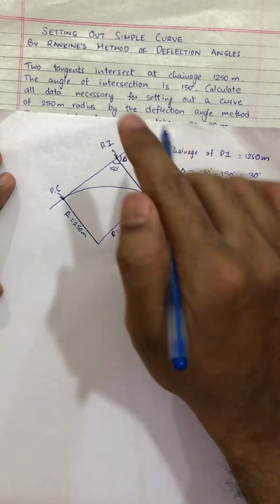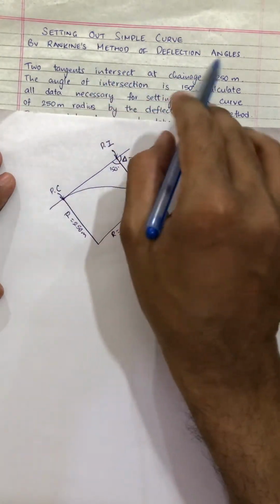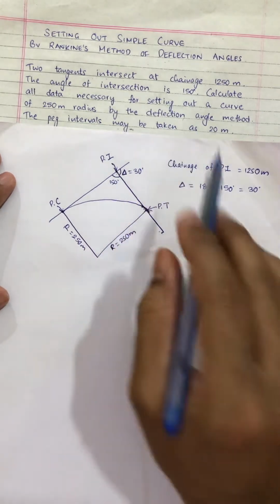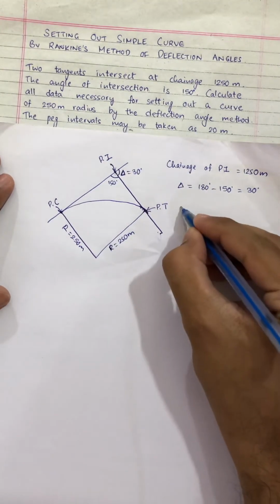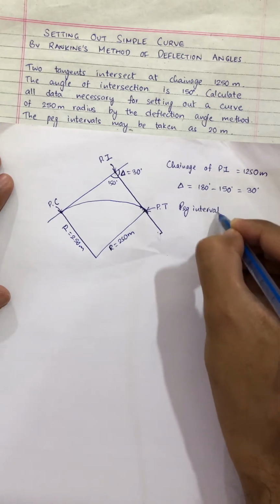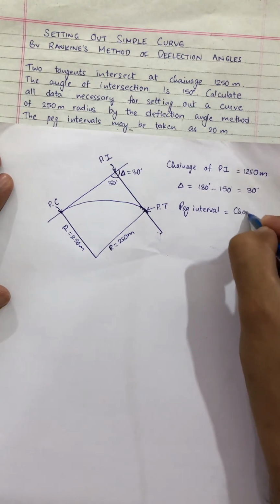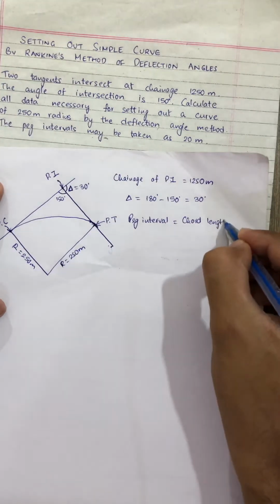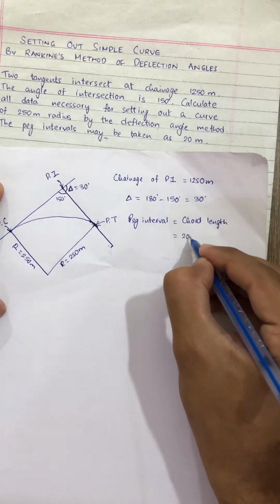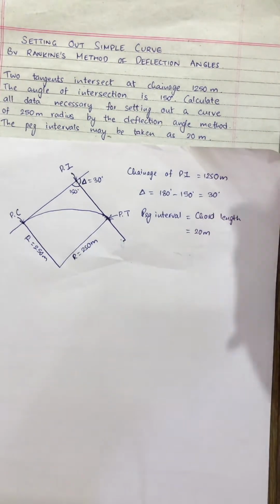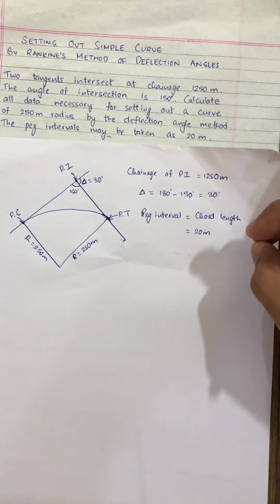By the deflection angle method, that is by Rankine's method of deflection angles. The peg interval may be taken as 20 meters. Now in this case, the peg interval is equal to the chord length itself, that is equal to 20 meters. Now what is this 20 meters? This is actually the total length of a chain, that is 20 meters.